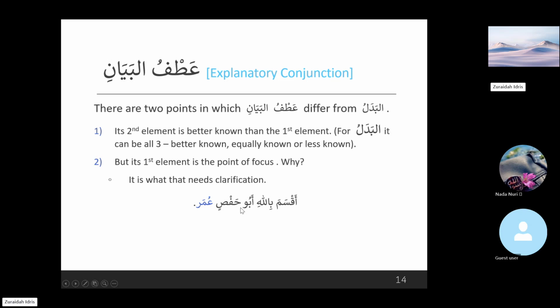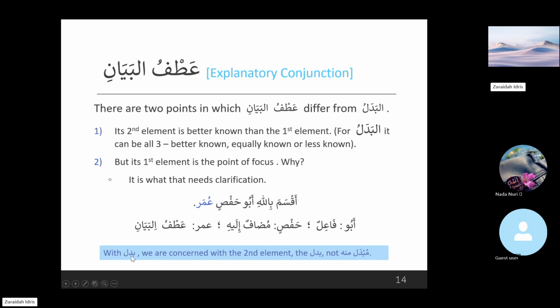But the point of focus is still Abu Hafs. But Omar is better known, so that's why we're using it to clarify. So here, in short, this would be your i'rab. Fa'il, Abu, Dhamma. This is just mudaf ilayh and idafa. Umar is your atful bayan, and that's why this would also be Dhamma at the end.